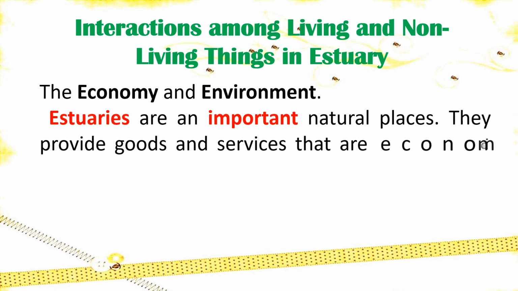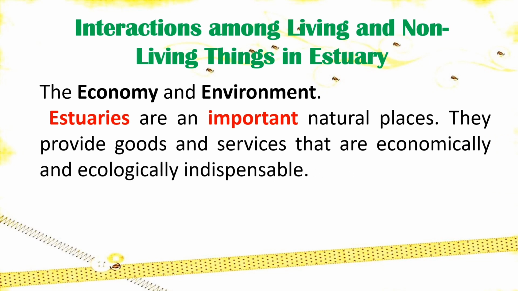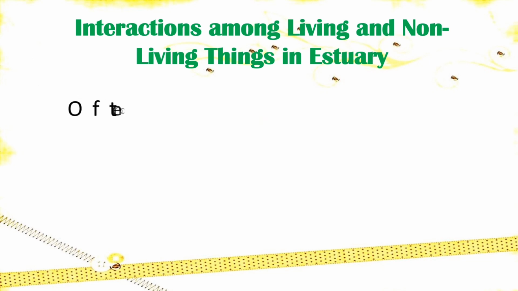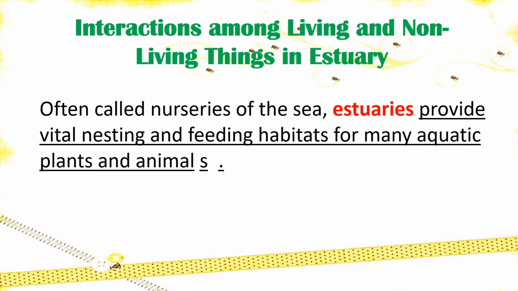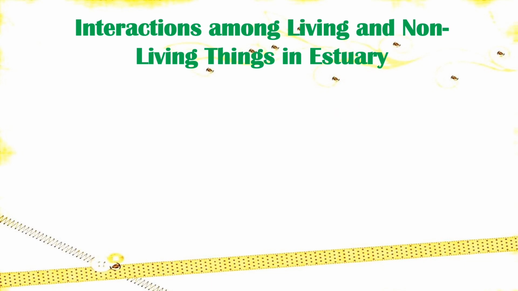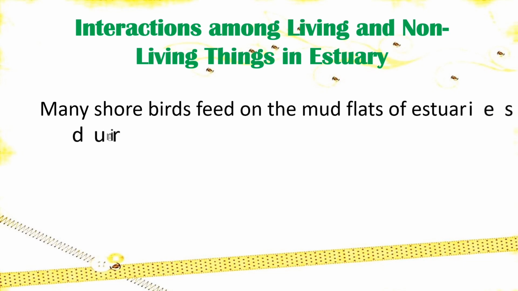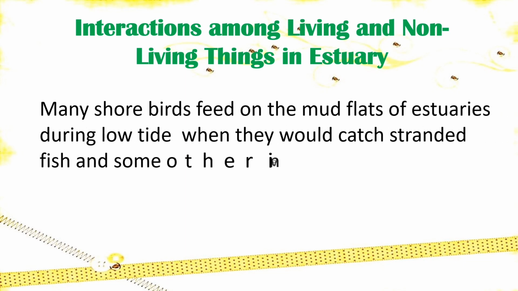How do estuaries help the economy and environment? Estuaries are important natural places. They provide goods and services that are economically and ecologically indispensable. Often called nurseries of the sea, estuaries provide vital nesting and feeding habitats for many aquatic plants and animals. Many shorebirds feed on the mudflats of estuaries during low tide, when they catch stranded fish and some other invertebrates.